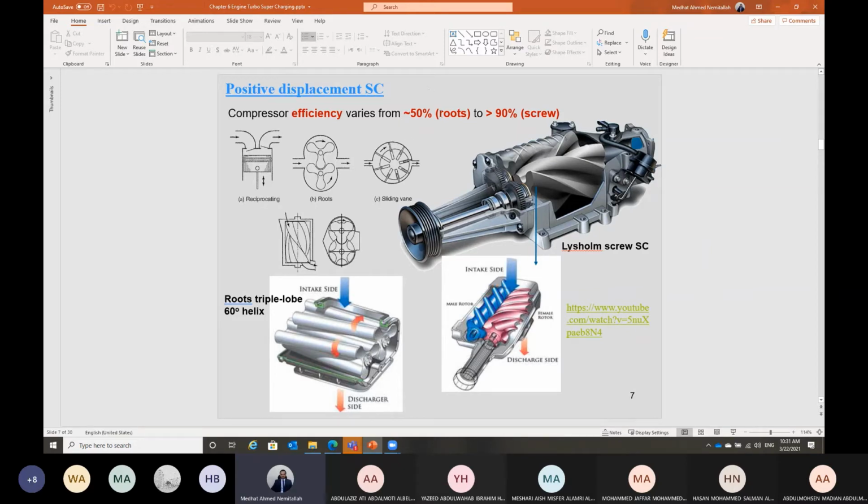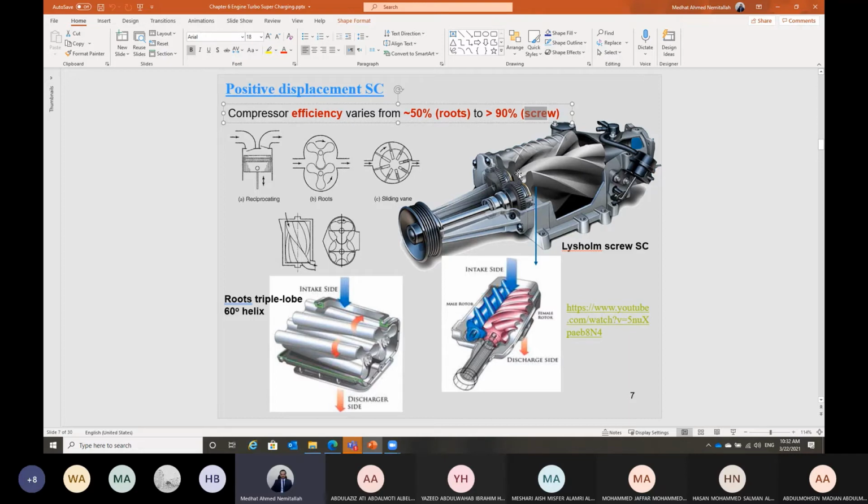Usually, Shabab, the efficiency of the root design compressor is about 50%, but this efficiency can be increased up to 90% in case of a screw design. This is the screw design compressor, in which we have two rotating shafts, and it is of a spiral shape. If you look here, the air is coming at the top at the bigger volume area, and this is a spiral shape.